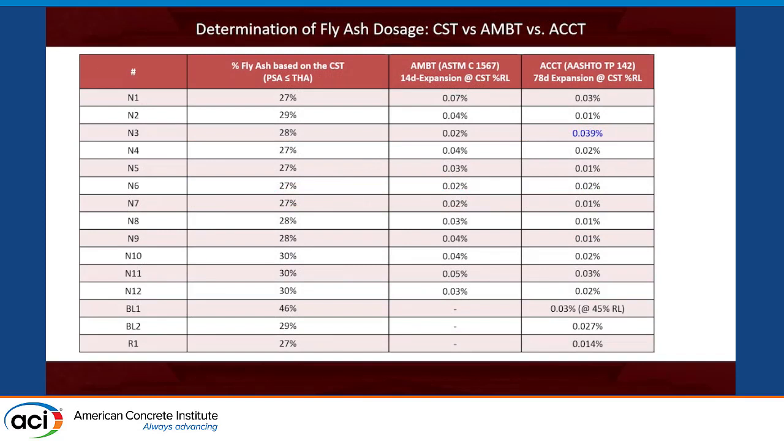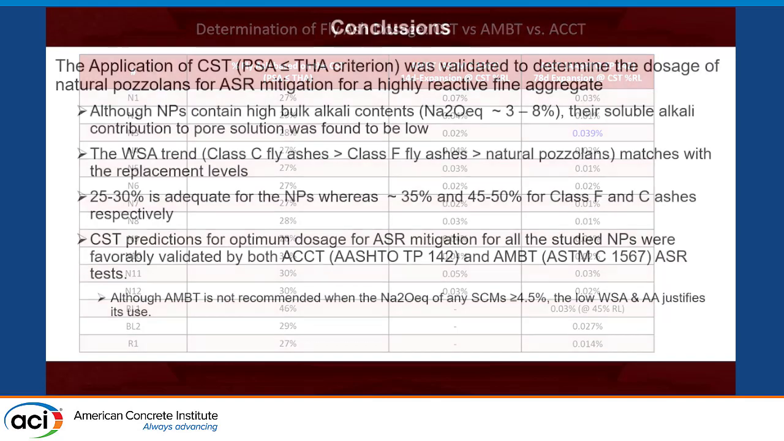The good thing is, for all the natural pozzolan, we did prediction. See the column, the CST prediction, the 1567 prediction, and the ACCT prediction, all are supporting each other. None of them failed, all 100%. That's a good thing for natural pozzolan. For the blended ash, of course, we have these ACCT values. For reclaimed ash also, it's pretty good results.